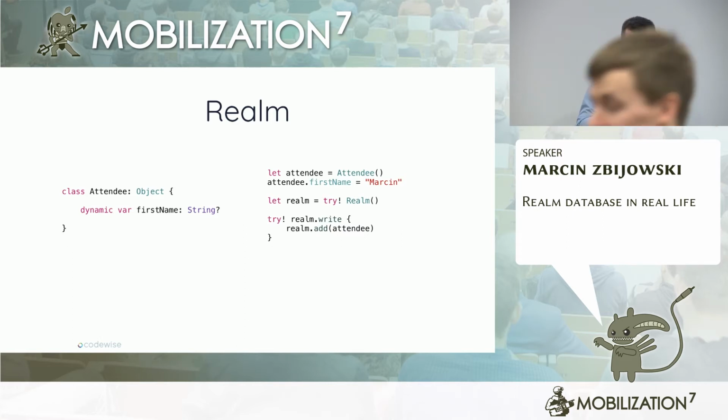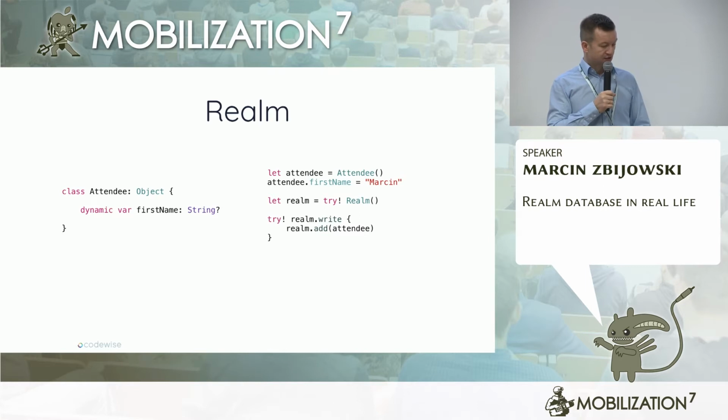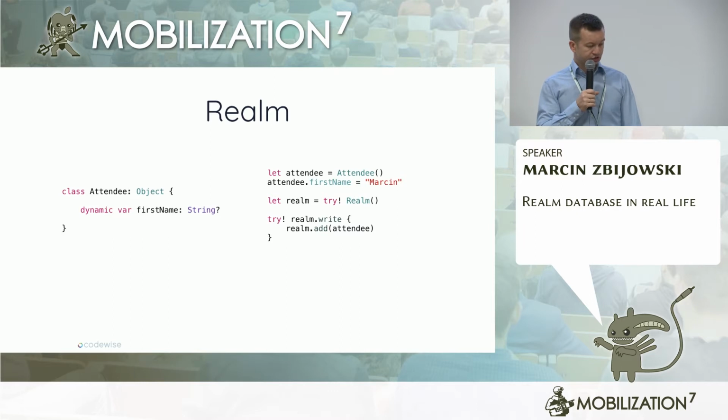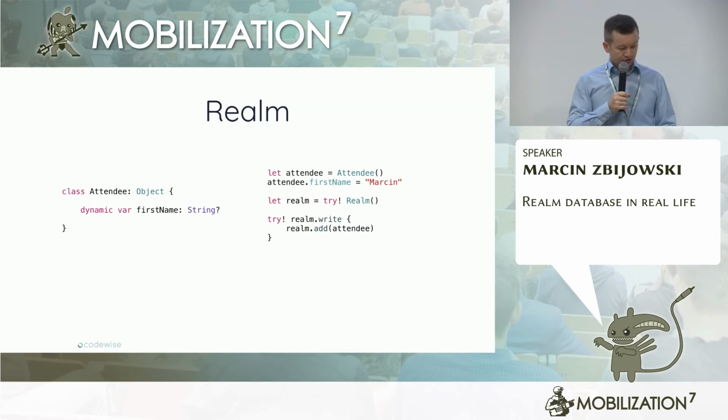You create an object of that kind, set it up, and then you instantiate a Realm database. In that case, it's a local instance. Data will be stored on the device, and you write to the database in a write transaction, and that's all you need to start working with it. Later on, if you decide to start syncing it to some backend, you can change that configuration. I'm gonna show it later on.